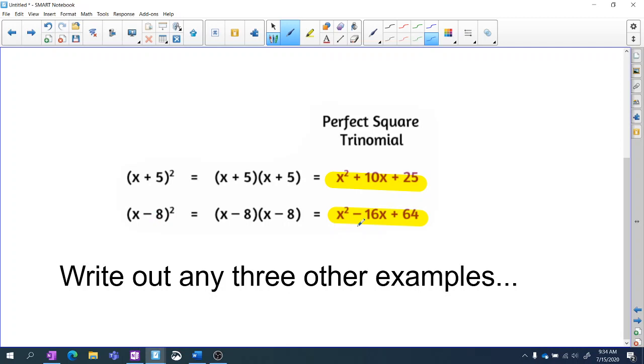So essentially what we need to be able to do is, if I have this, how can I turn it into that? Well, I can't do that unless I identify a pattern here. Well, in order for it to be a perfect square trinomial, the first term and last term must be perfect squares.